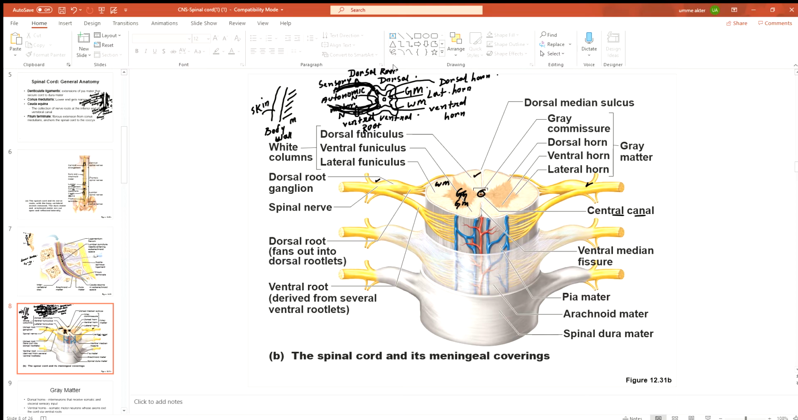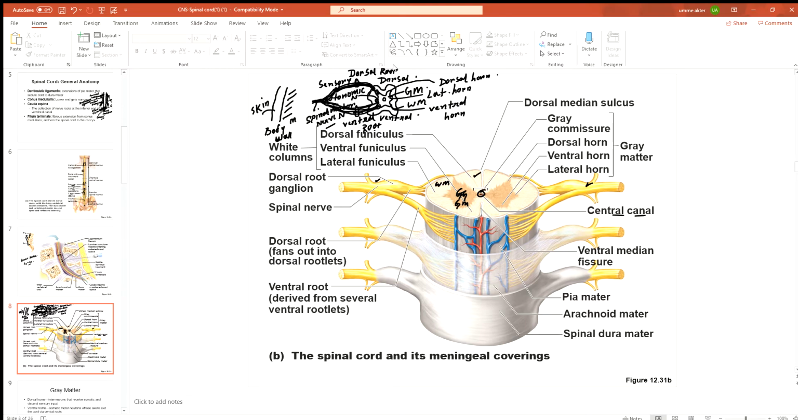And you remember, dorsal horn neurons are sensory neurons, so this root is the sensory root, and that means these fibers are sensory fibers. And ventral horn neurons are motor, so these fibers are motor fibers in the ventral root. These are sensory and these are motor. These two roots, or the fibers inside the roots, join together to form the spinal nerve. So this is the spinal nerve.